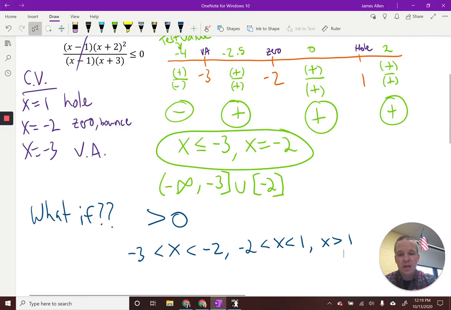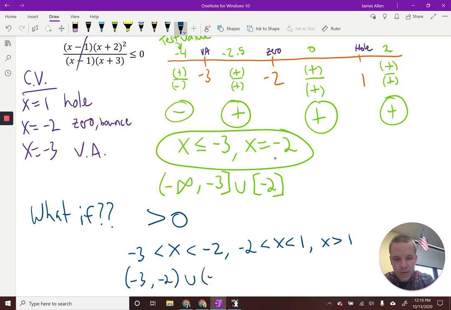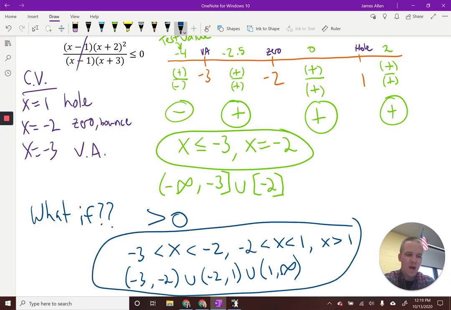The way I'd write that in interval notation is from -3 to -2, from -2 to 1, and then from 1 to infinity. Regardless, it's kind of a little bit of a mess in this particular situation. All right. I think that's good for the what ifs on that one. Let's go to the next example.